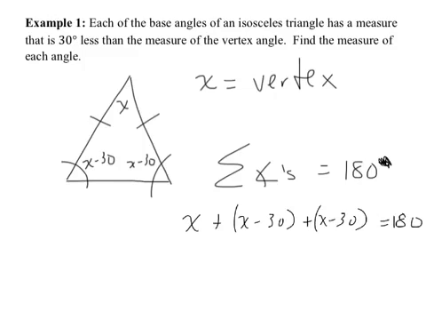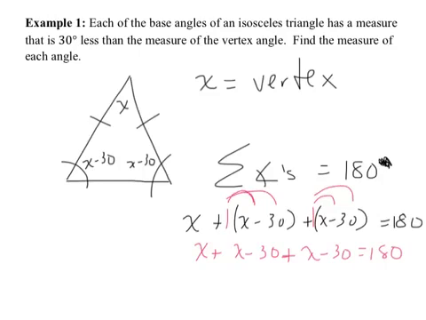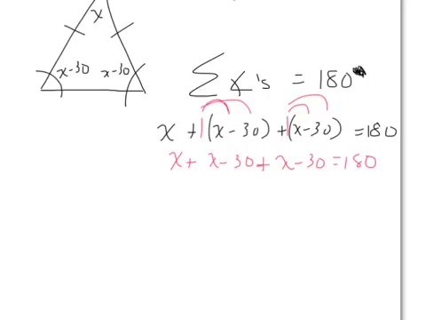At this point, it's okay to drop the parentheses, simply because you really have a 1 here and a 1 here. It's like if you distributed these 1s to both, it would just drop off the parentheses. So really what we have is x plus x minus 30 plus x minus 30 equals 180. And now all we have to do is collect like terms and solve.